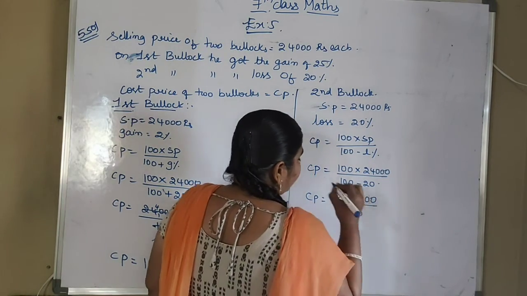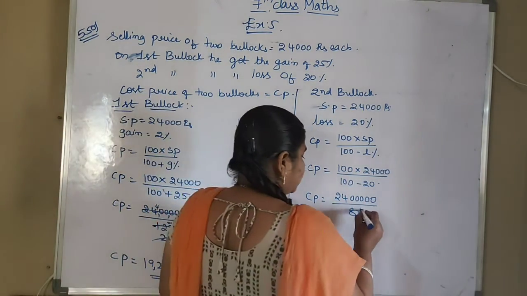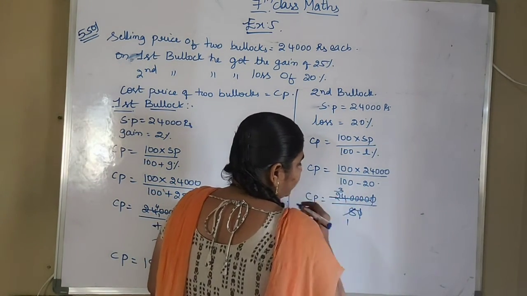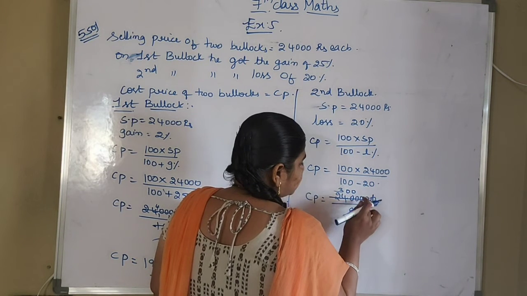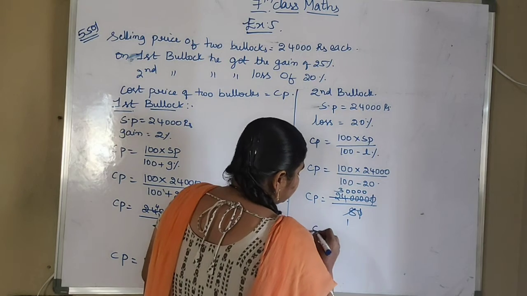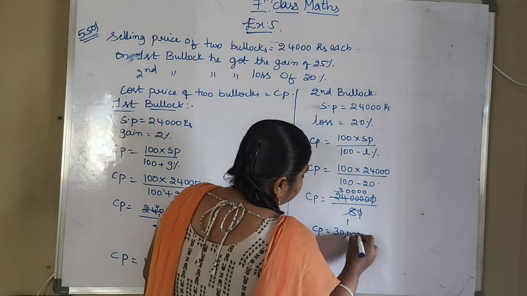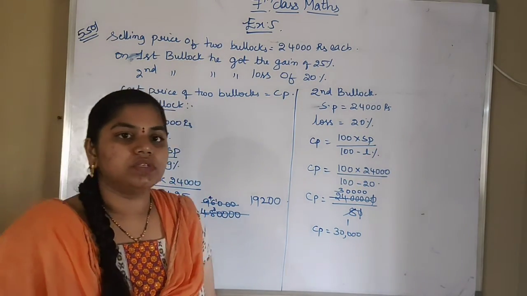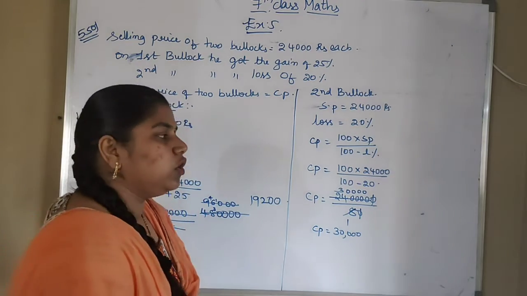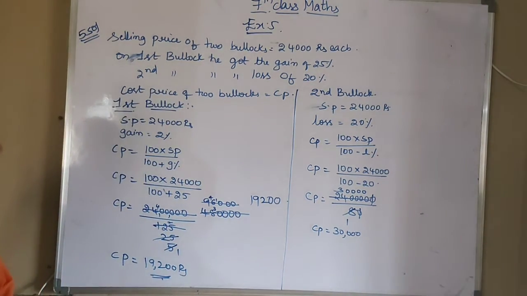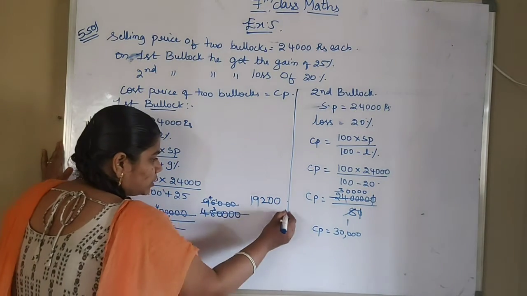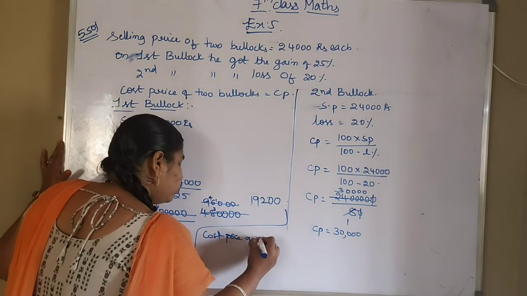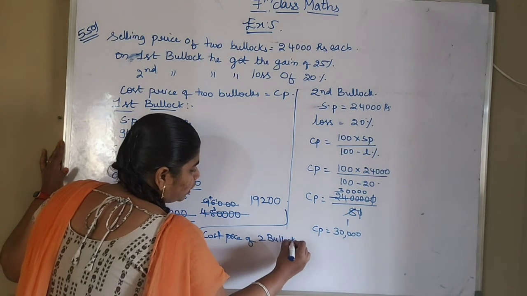So CP is equal to 24,000,000 by 80. Okay. Now here the zero will get cancelled. Now 8 1s are, 8 3s are 24, 8 zeros are 0. So CP value is how much? 30,000. So he bought for 30,000 and he sold for 24,000 only. That means it is a loss. Okay. Now what is the total cost price for both the bullocks here?